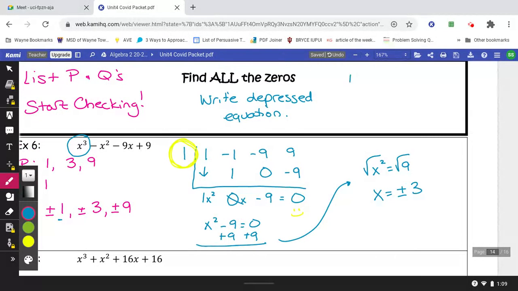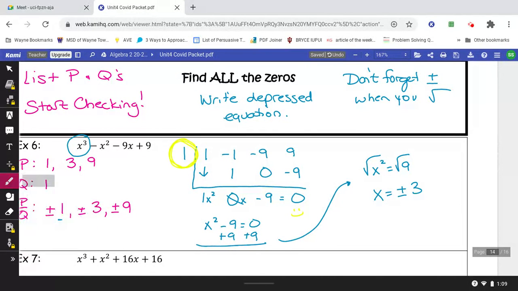All right, so let's make a little note. Don't forget plus and minus when you square root. Don't forget the plus and minus sign when you square root. So our final list of answers, 1, which came from right here, and then positive 3 and negative 3. And those are my final answers.